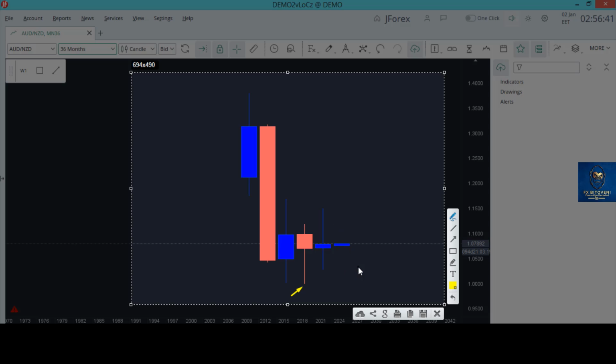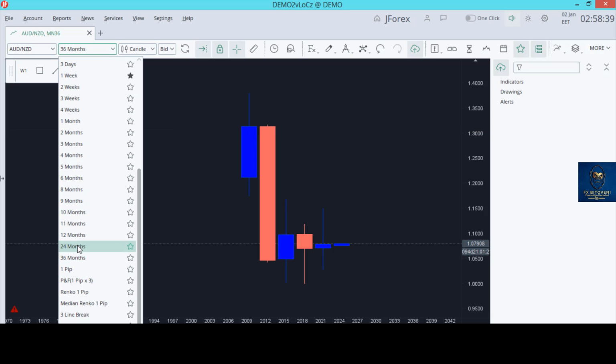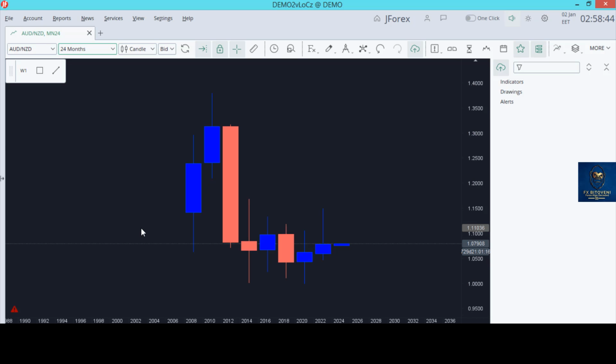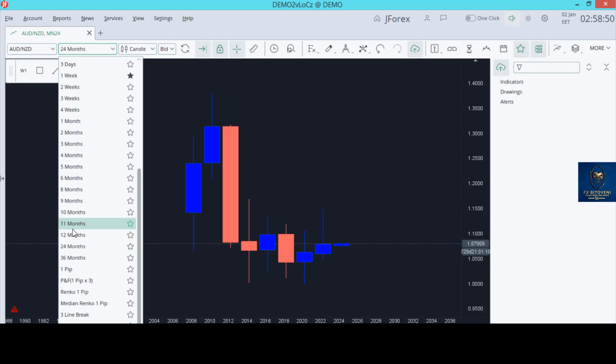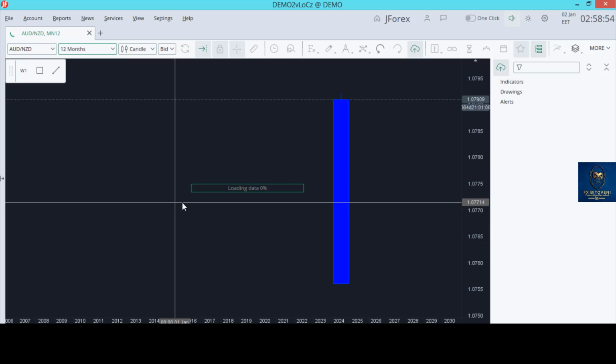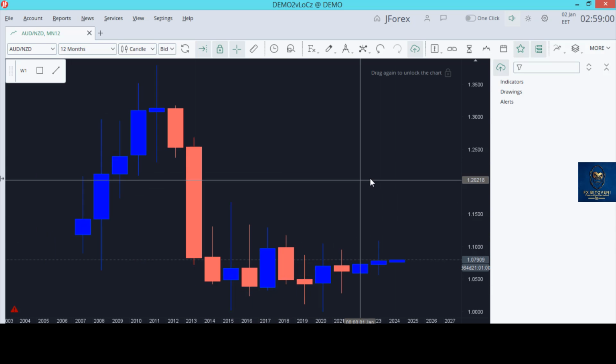So to show you exactly what was going on here, I will change a bit to another time frame. I go to 24 months time frame to see if I can find good data to show you what was going on. There's no clear data. I will go to 12-month time frame, and we will see if you can find good data. Exactly, this is what I want to show you guys.